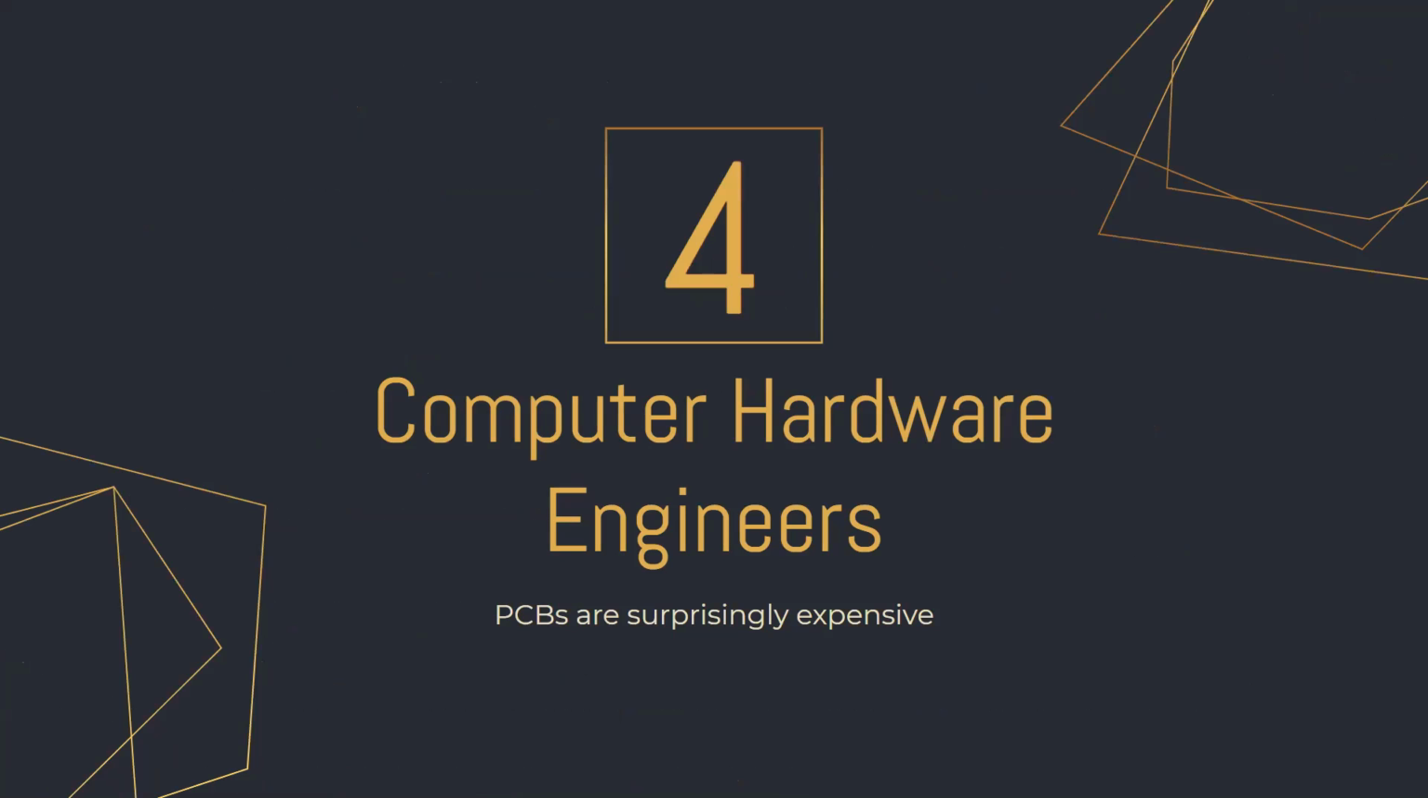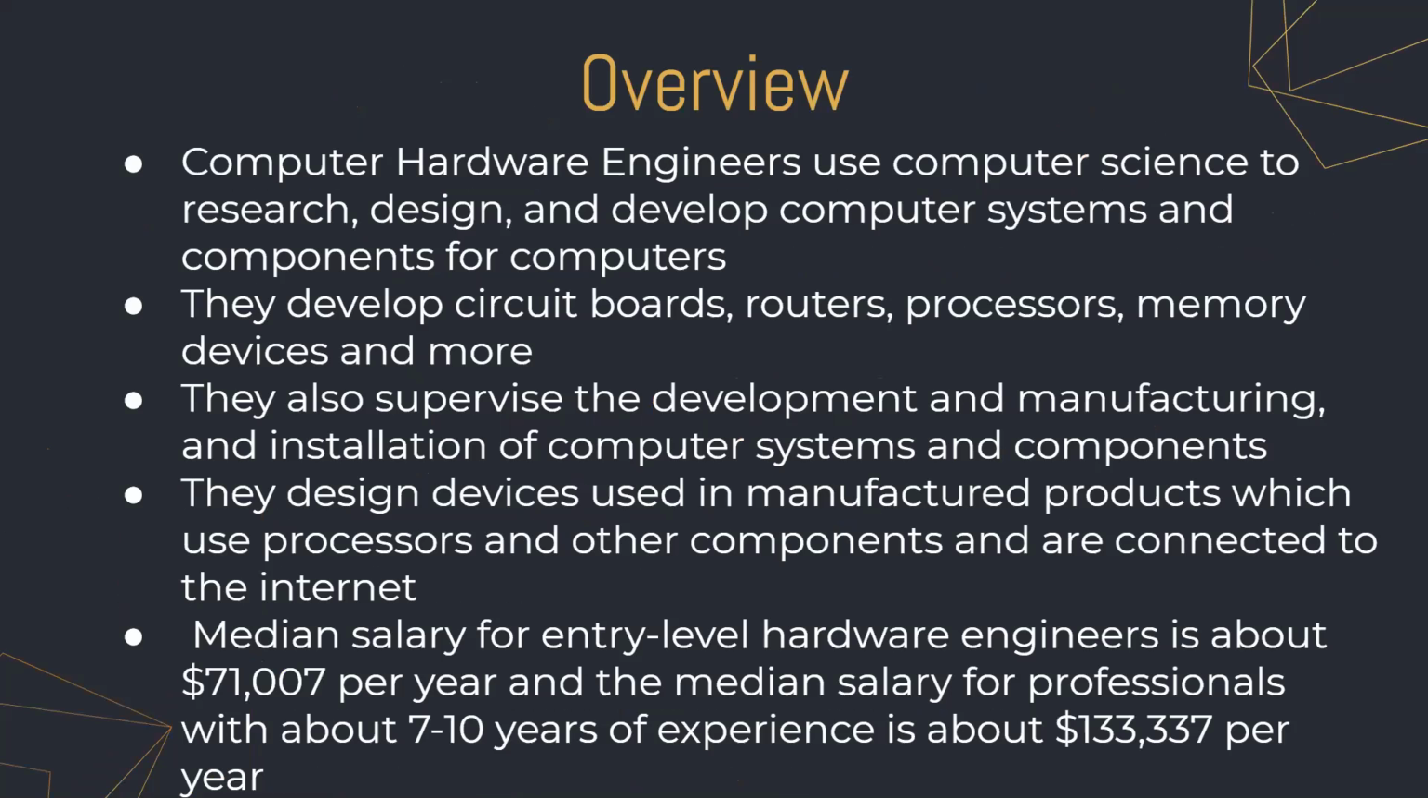to computer hardware engineers. So, computer hardware engineers basically use computer science and other engineering principles to research, design, and develop computer systems and computer components. So, these components may include circuit boards like the PCB, which is basically printed circuit board, and they also develop routers, processors, memory devices, and other components.